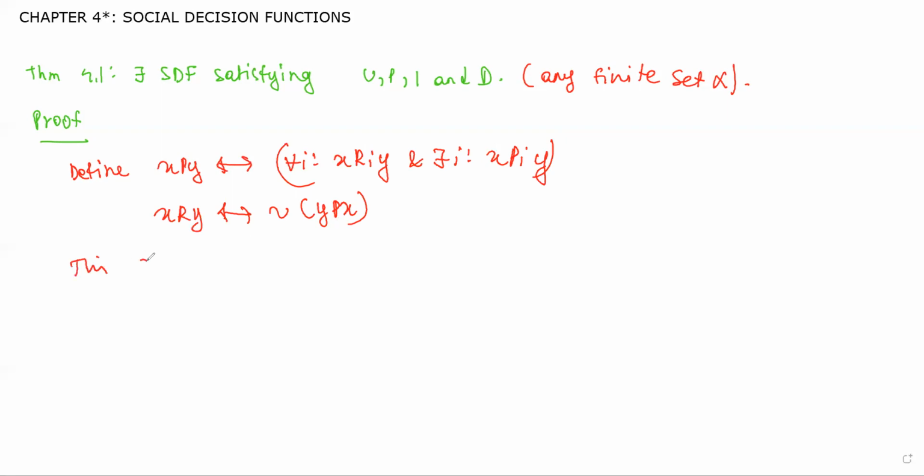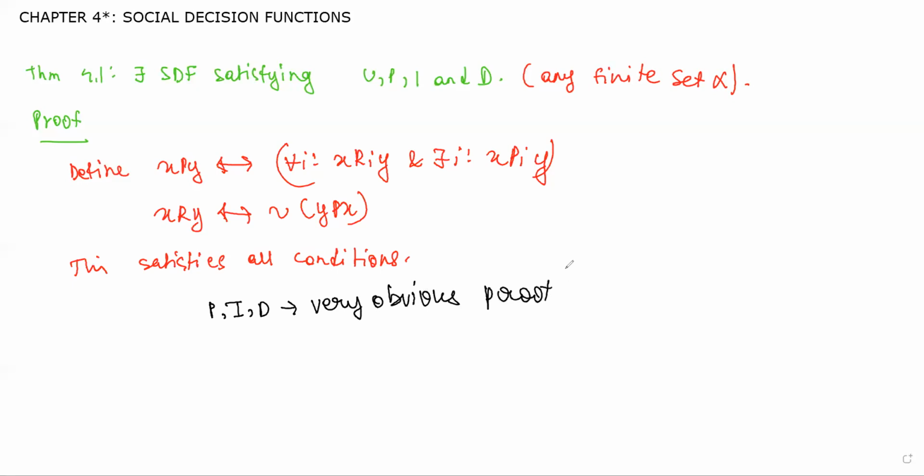This satisfies all conditions. How do we show this? What are the conditions it has to satisfy? Let's see one by one. Conditions P, I, and D are very obvious proofs. I will not be including this, nor does the book, to show that R as defined above satisfies these conditions. It's not a problem. So now we have to show U and O star are satisfied by this.